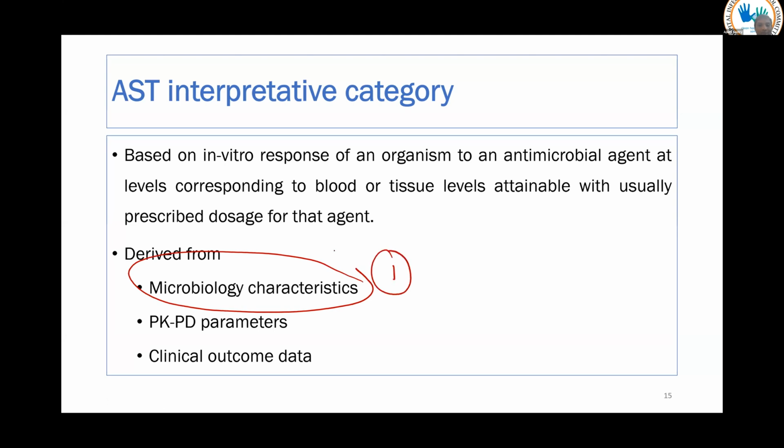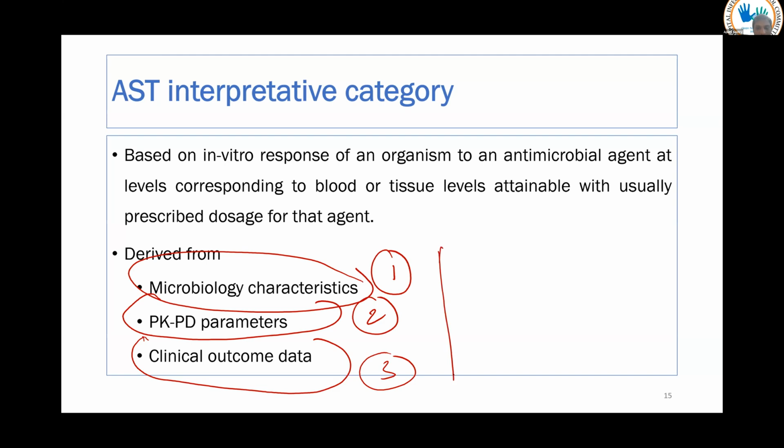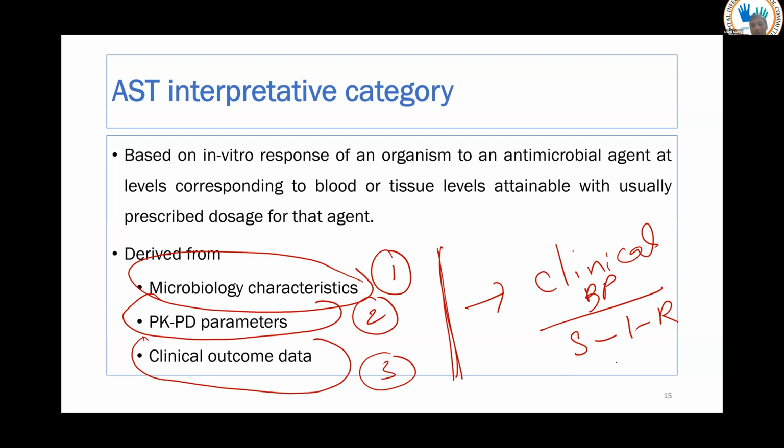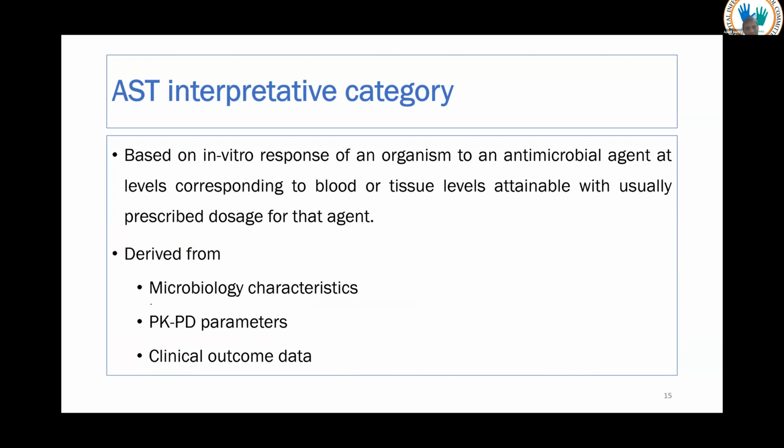First is microbiological characteristic. Second is PK/PD parameter. PK/PD is the pharmacokinetic and pharmacodynamic parameter of the antibiotic. And third is clinical outcome data. When you have all three data available, then only you can have a clinical breakpoint. So the clinical breakpoint or the SIR terminologies are based upon isolates having these three data available with us. Okay, so now I will show you some questions.